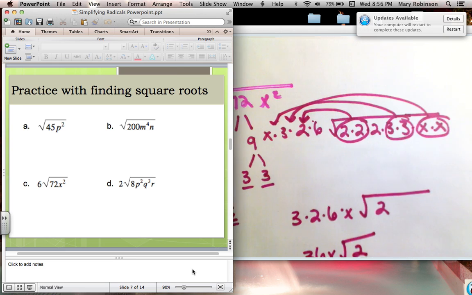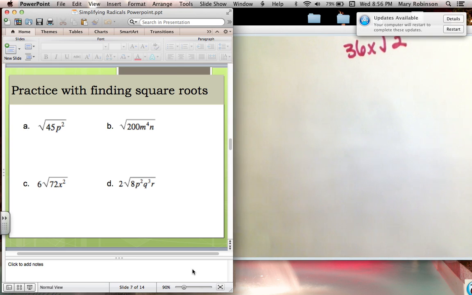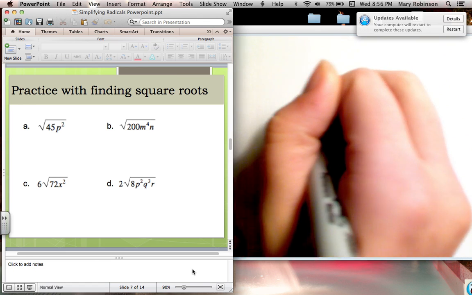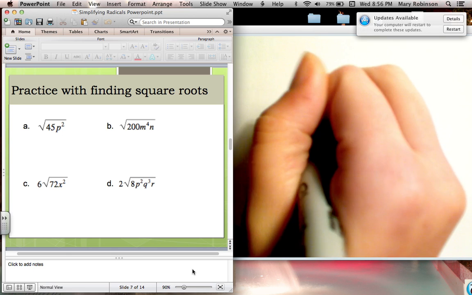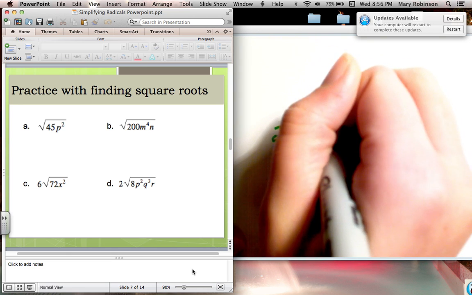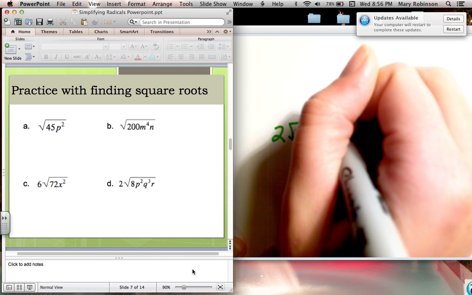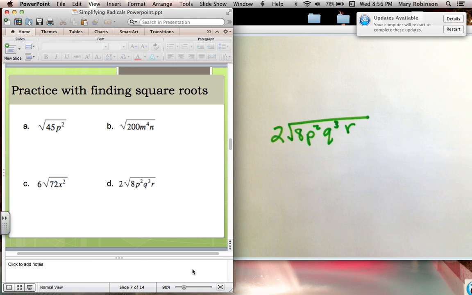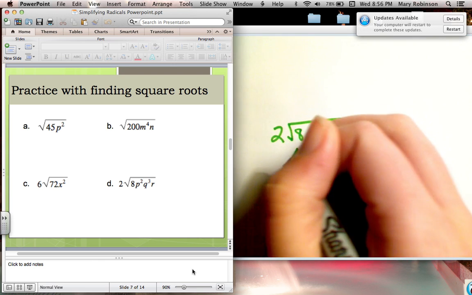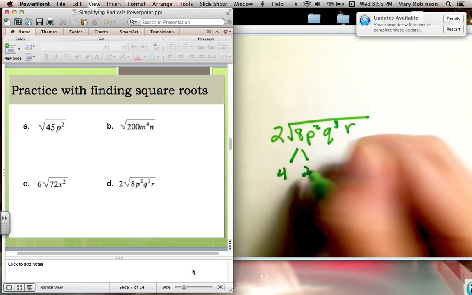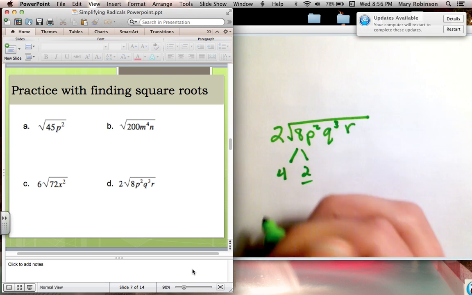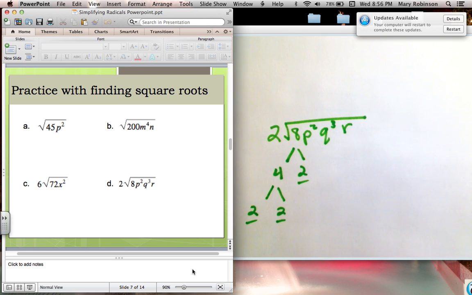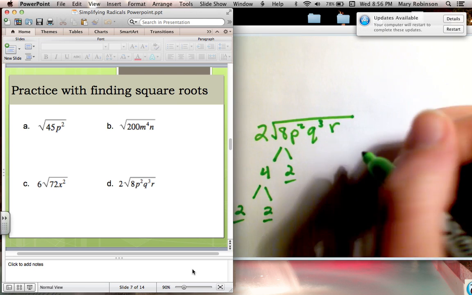And for the last one, we have 2 square root of 8p squared q cubed r. The only number in here to break down is 8. 8 is 4 times 2. 2 is a prime number. We underline it. And 4 breaks down to 2 and 2. Those are also prime numbers. So we got our prime factorization this time.